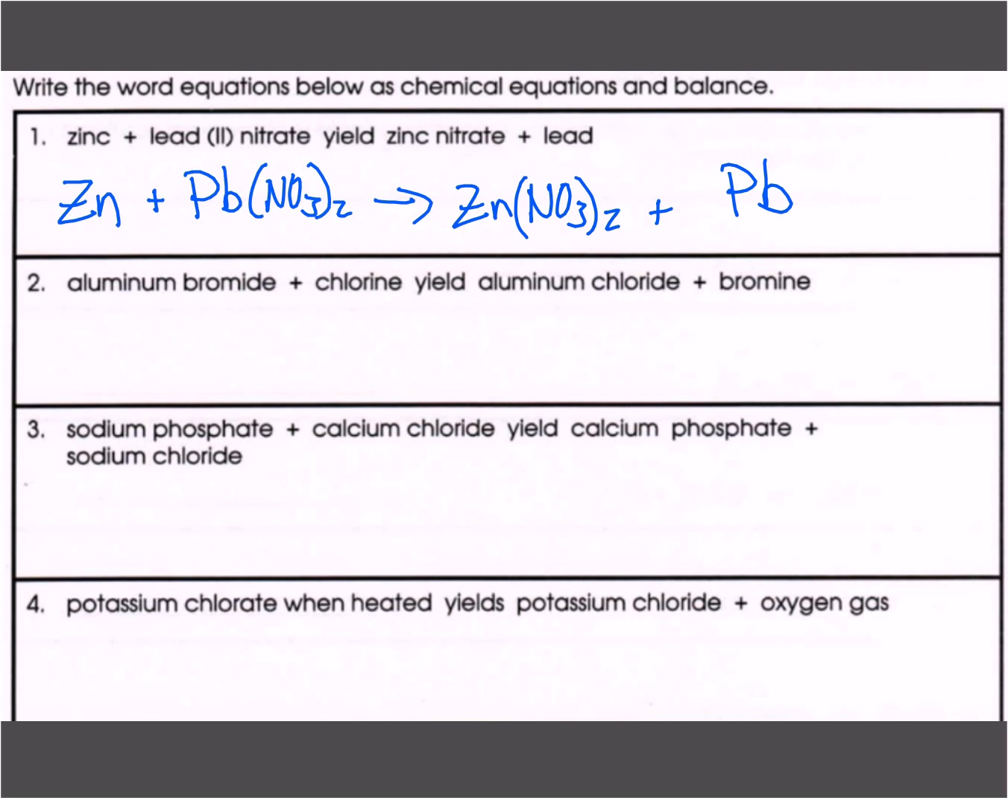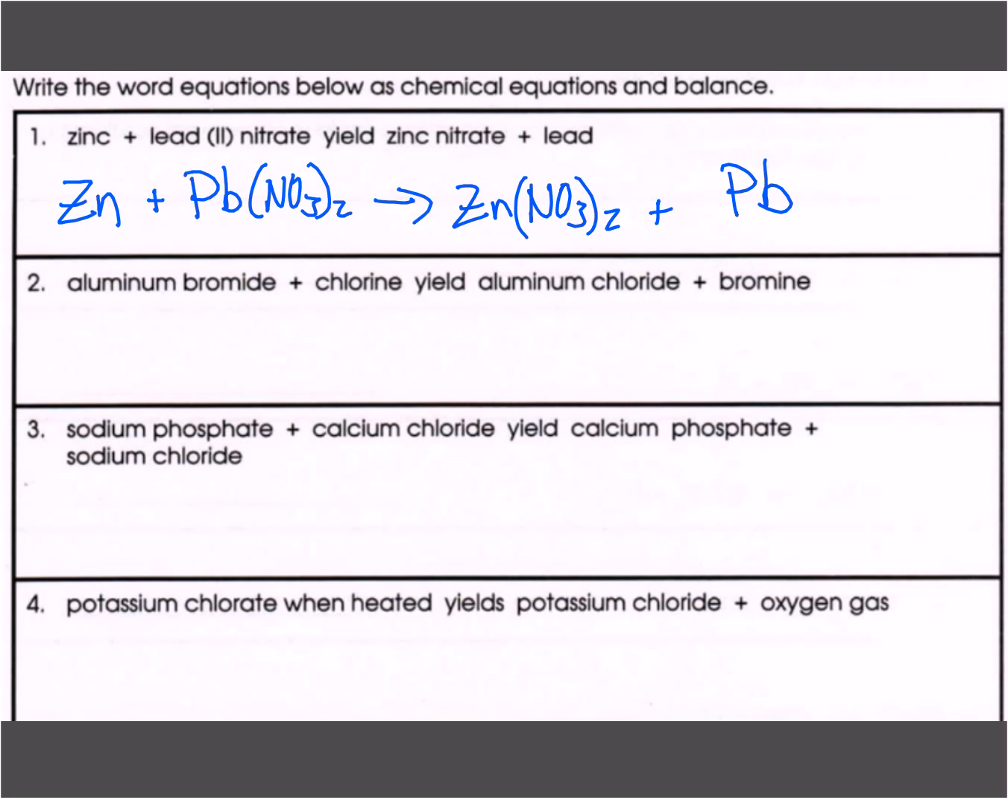So I have 1 zinc on the left. How many zincs do I have on the right? 1. Move on to my next metal. I've got 1 lead on the left. How many do I have on the right? 1. How many nitrates on the left? How many on the right? Is this balanced? Yes. Oh, look, we don't have to balance it, guys.